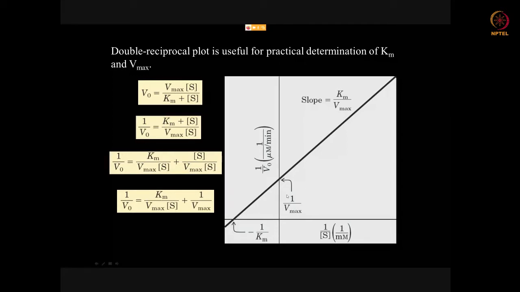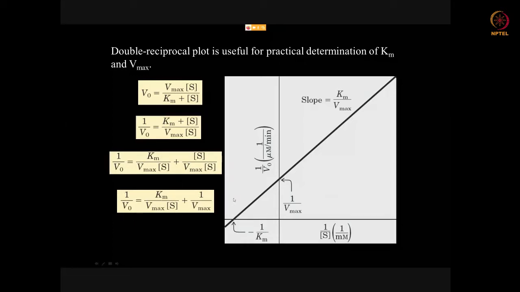And the y-axis intercept will be c in the equation for a linear line, and therefore it is 1 by Vmax. So we do not worry about this intercept and minus 1 by Km. So these two are the really main points, and this is what helps us to measure the Vmax as well as Km very readily. This double reciprocal plot was proposed by Lineweaver and Burk, and this is also called the Lineweaver-Burk equation.